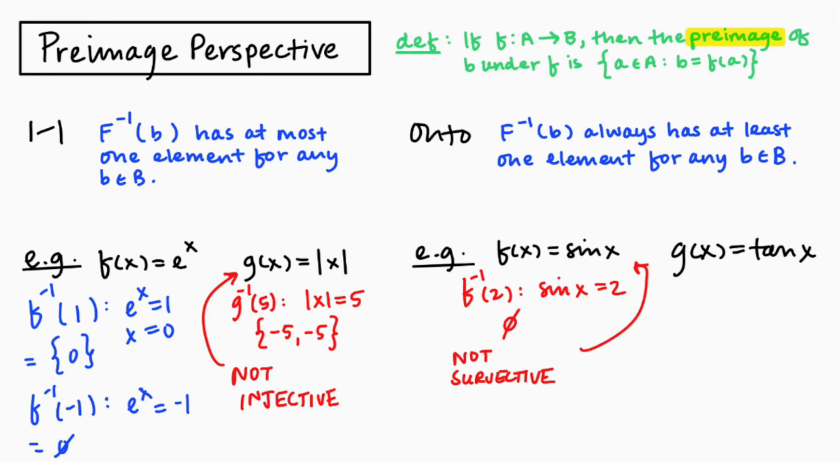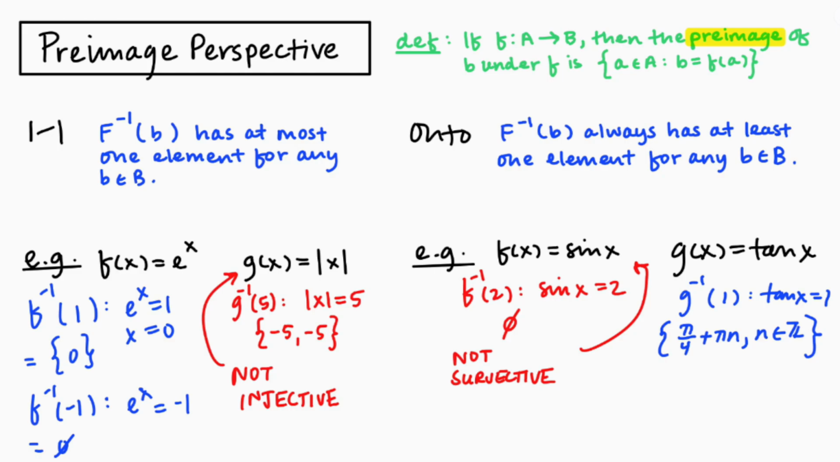But tangent x, g inverse of 1, I know what that is. Arctangent of 1 is pi over 4, tangent x equals 1. Well, I guess there's more than just pi over 4. This is equal to pi over 4 plus pi n, where n is an integer. But it's not a problem that I got more than one value back. I got at least one value back.